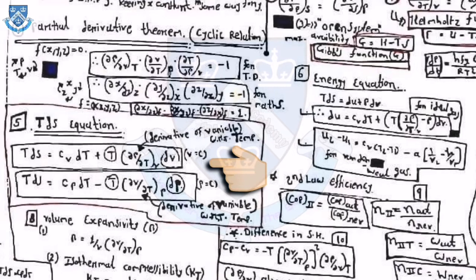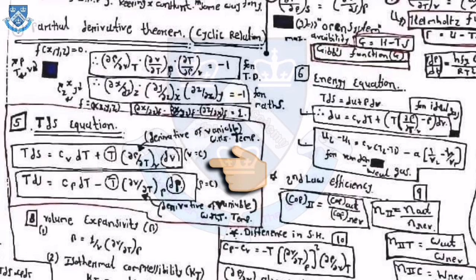First one is for V equal to C, second one is for P equal to C. And in the bracket, you can remember this Tds equation in a very simple way. In the first equation, in the form of constant volume, Cv is there, T into dT is there, but the middle term is del P by del T at constant volume. And similarly in the second one, all the terms are at constant pressure, but the middle term is at constant volume and the sign is negative.